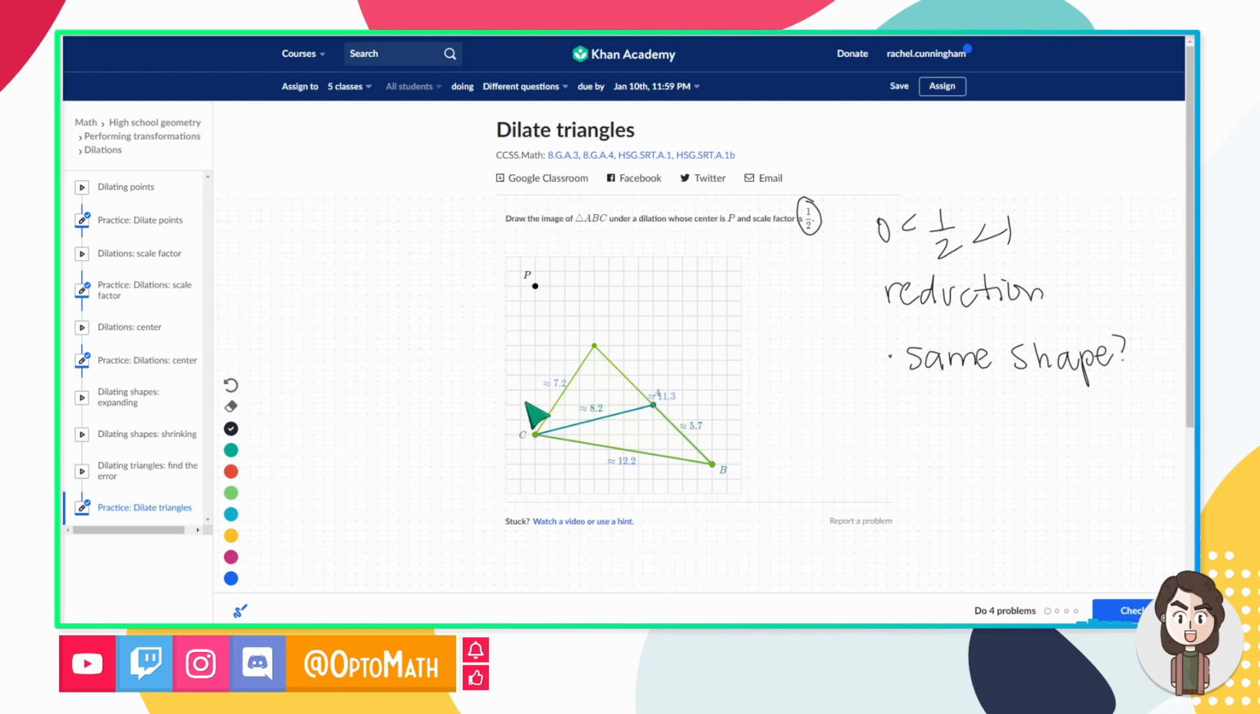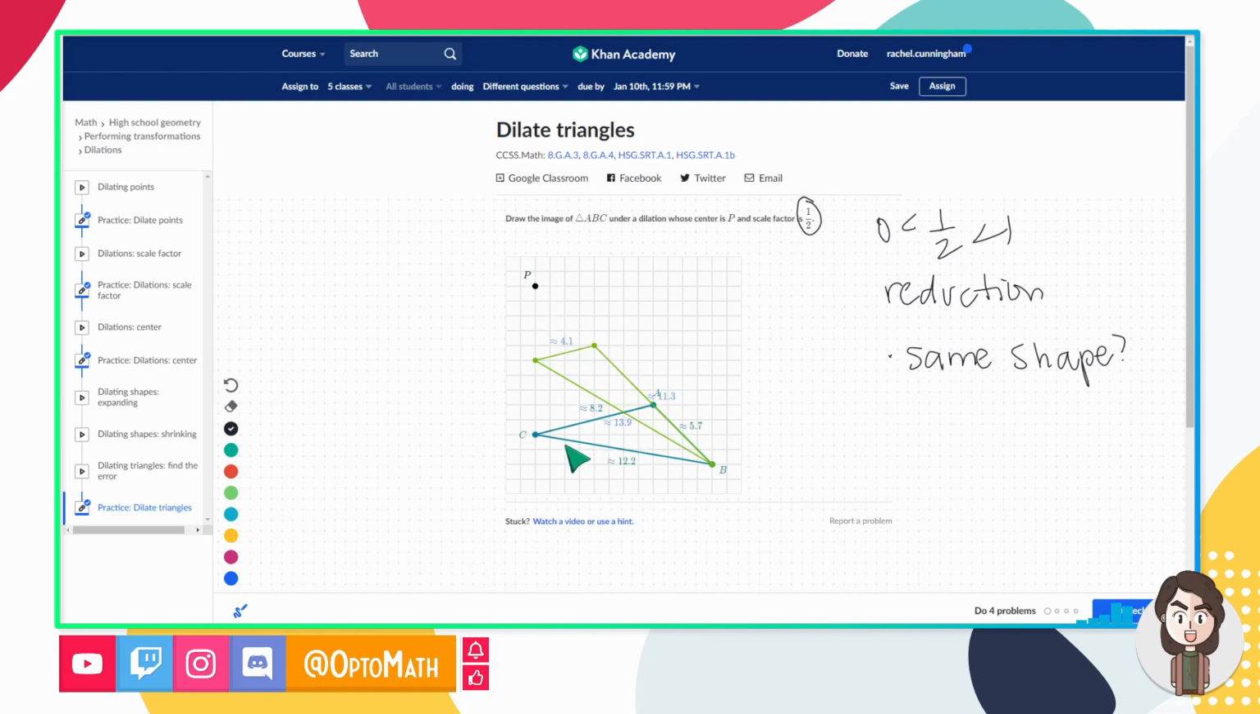Let's look at C to find C prime. Let's find this distance. It is a straight distance, not diagonal, so we can simply count our units. 1, 2, 3, 4, 5, 6, 7, 8, 9, 10. So that's 10, and half of 10 is 5. Let's start at the center. 1, 2, 3, 4, 5. Okay. And now let's find B prime.